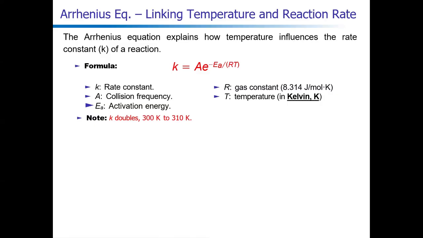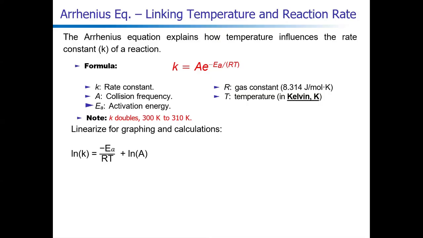Here's something useful to remember. Even a small temperature increase, say from 300 Kelvin to 310 Kelvin, can often double the rate constant for many reactions. That's how sensitive k is to temperature. Taking the natural log of both sides gives us the natural log of k is equal to the negative activation energy divided by RT plus the natural log of A.